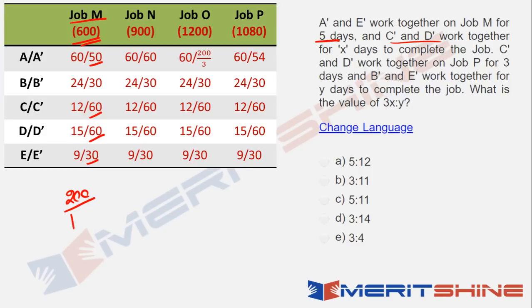200 upon 120. So this is the time taken by these two people to complete the job. So X would be equal to 5 upon 3. This is the value of X. Right. Let's come to the second step.